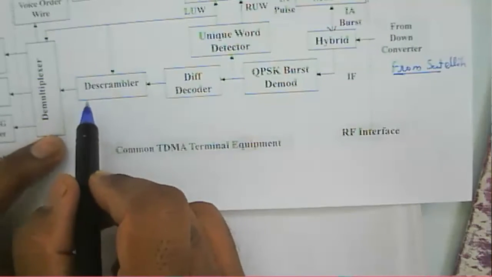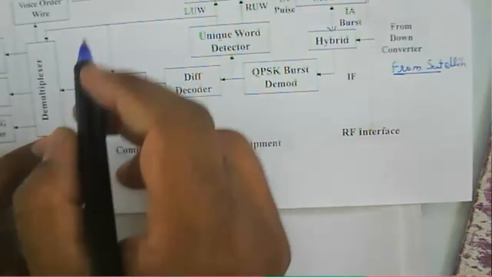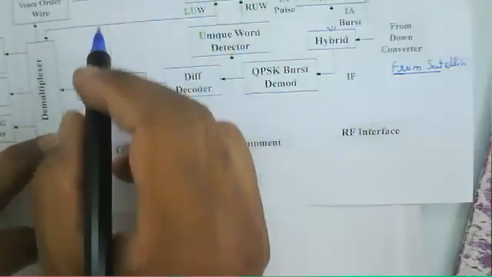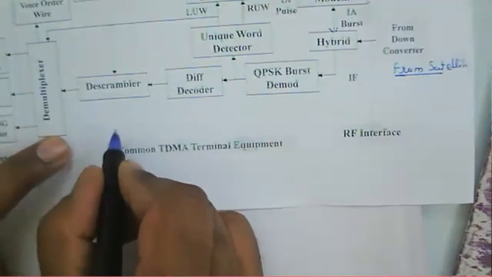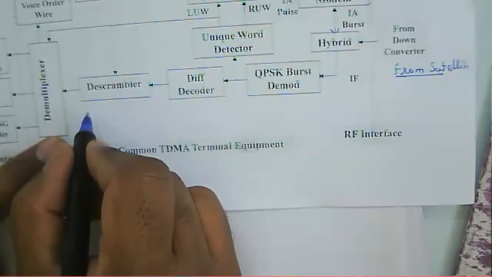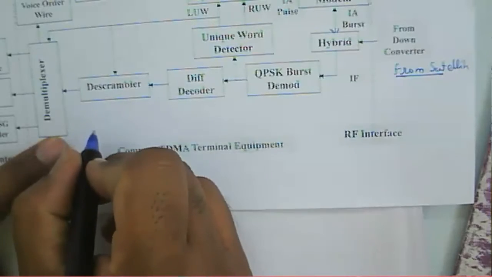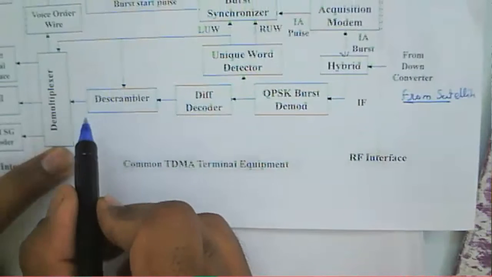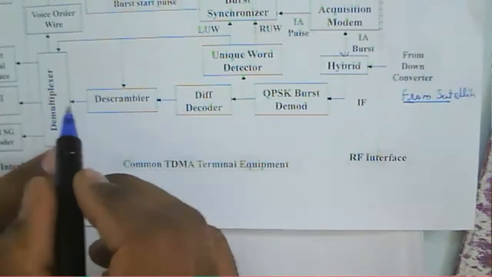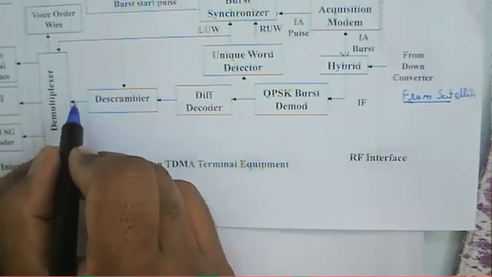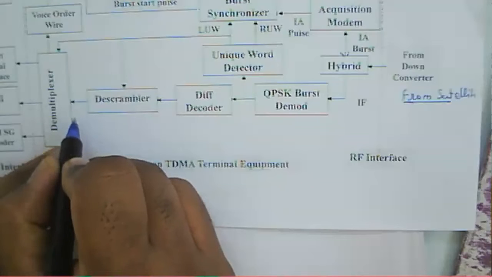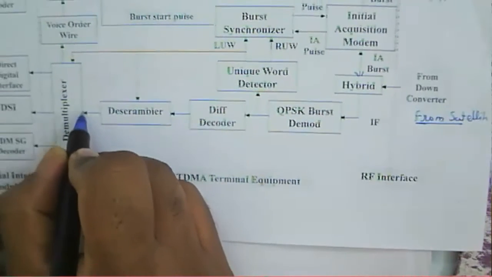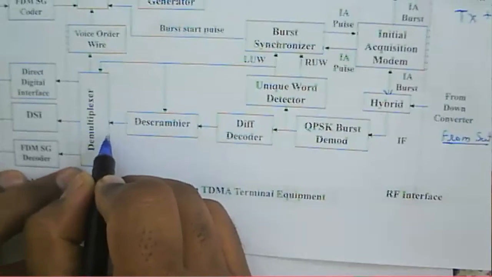So generally, the particular PN sequence we have considered is generated at this receiver, and that is to be synchronous to the one generated at the transmitter. Then that will produce the symbols, and those symbols are given as input to this demultiplexer.